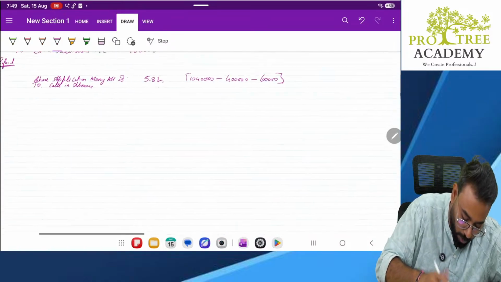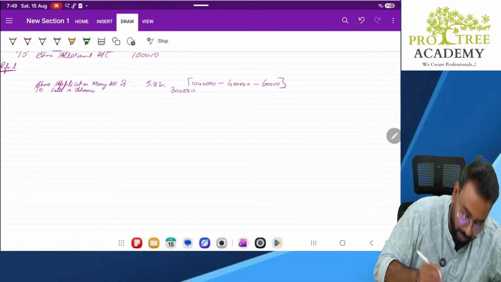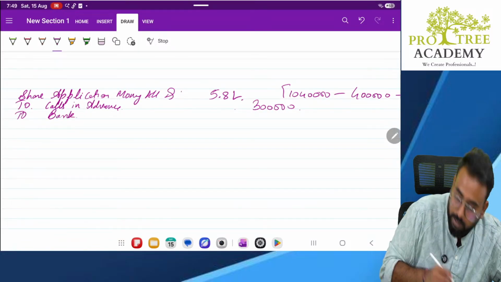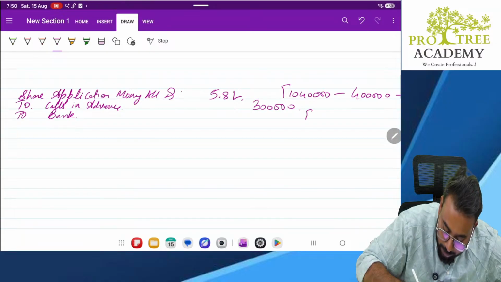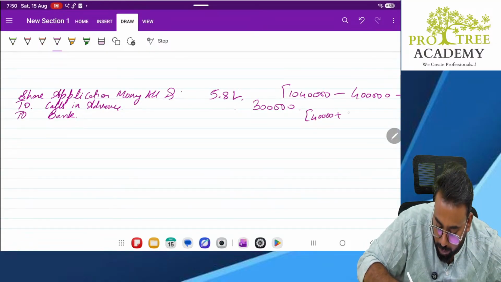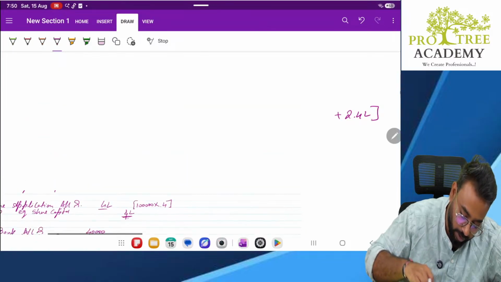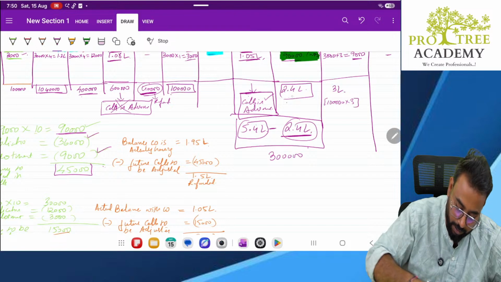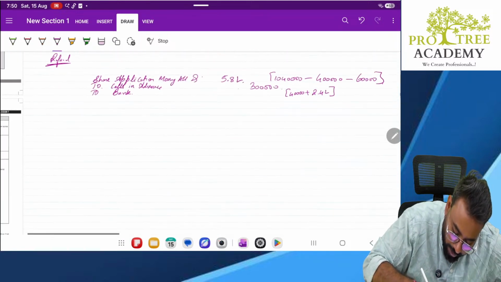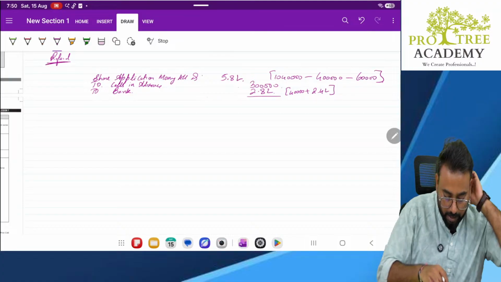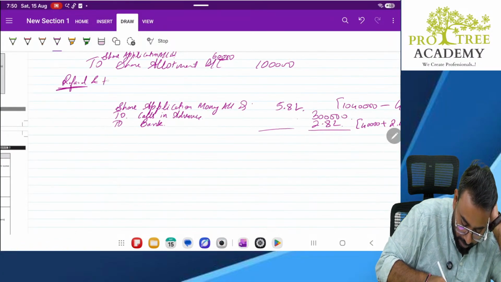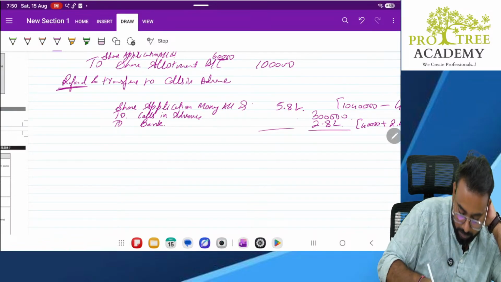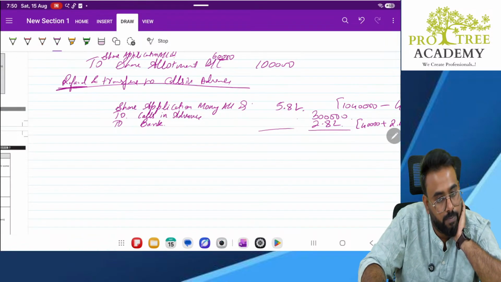Correct? So put the money in calls in advance. Okay? Yes. What happens to the remaining, sir? Remaining will be transferred to their account. That is, it will be refunded. How much, sir? 40,000 plus 2.4 lakhs. Sir, where did you get this 40,000 and 2.4 lakhs? Here. This 40,000 refund and this 2.4 lakh refund. So put together it is 2.8 lakhs. Matching a debit credit? Yes. Refund and transfer to calls in advance.